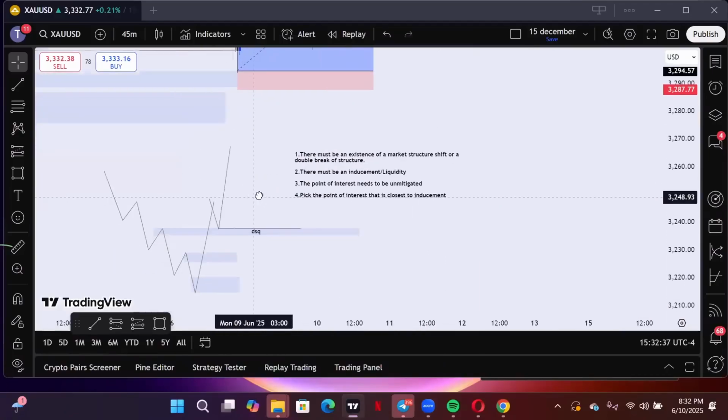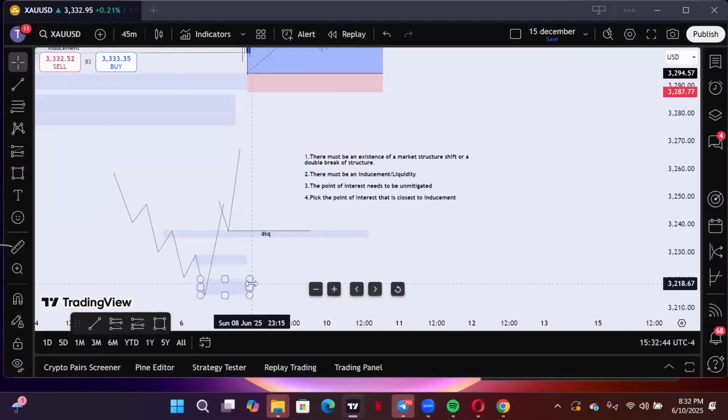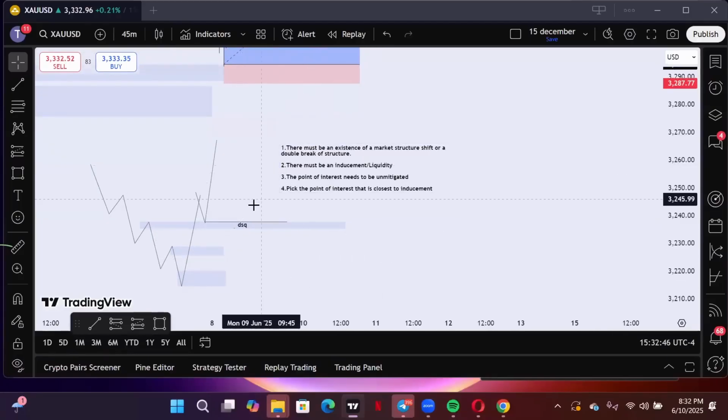So now it means that eventually, when we have how many points of interest remaining here, we have this breaker block here and we have this other block here. Now between the two of them, where is my inducement? My inducement is right up here. Between these two POIs, the one closest to my inducement is this breaker block. So that was why my entry would be from this breaker block here.